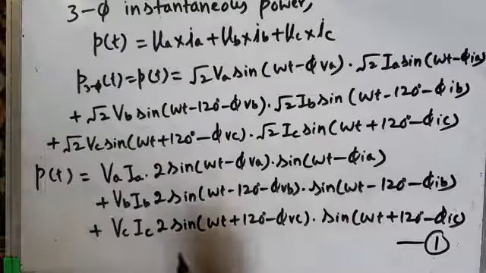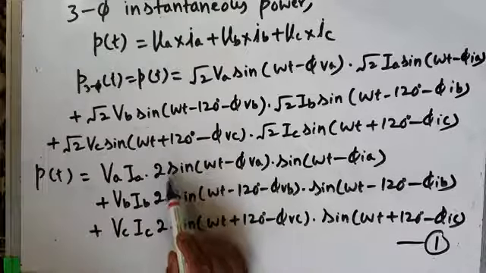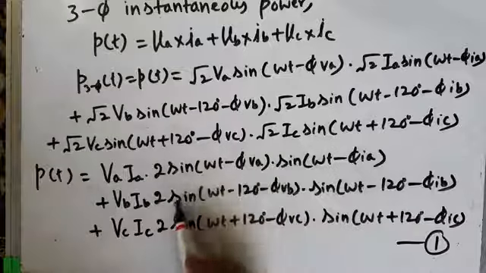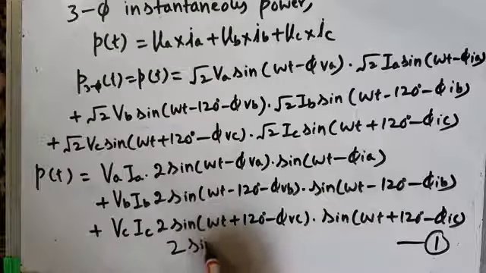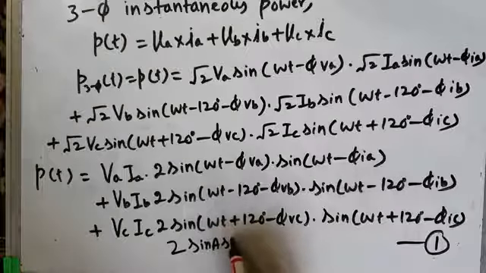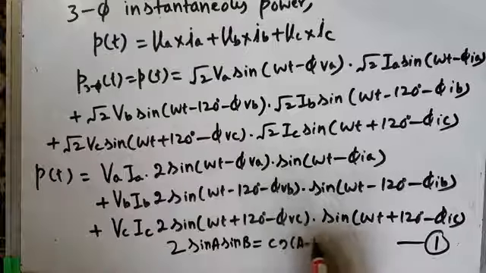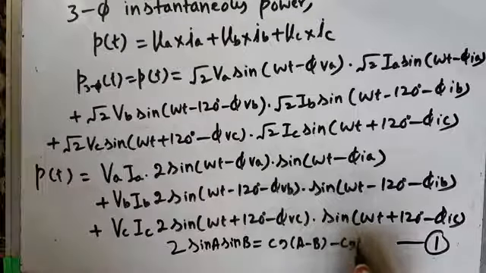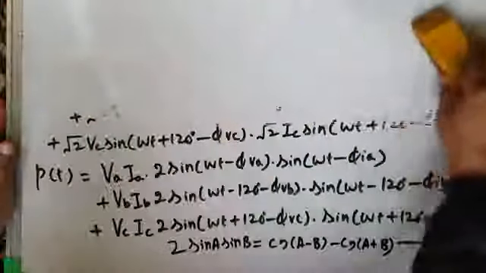Now we know this trigonometric identity. See, in all the three terms there is 2 sine A sine B. We know this trigonometric identity: 2 sine A sine B is given by cos of A minus B minus cos of A plus B. Let us use this trigonometric identity and put it in equation 1 and try to simplify equation 1.